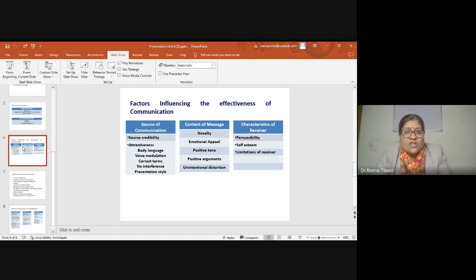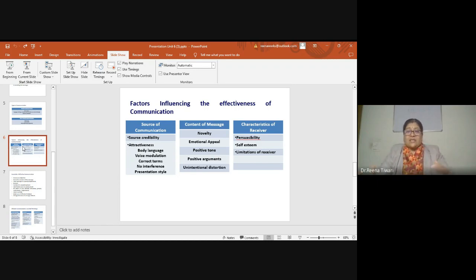The other one is the content of the message. If the message has some novelty, there is something new which we do not already know, something we haven't ever heard, then the novelty, as well as the person who is the initiator or the source of the message, if they present the message in such a manner that an emotional connect is formed, it seems as an emotional appeal, and the message has a positive tone, then the message is more effective.